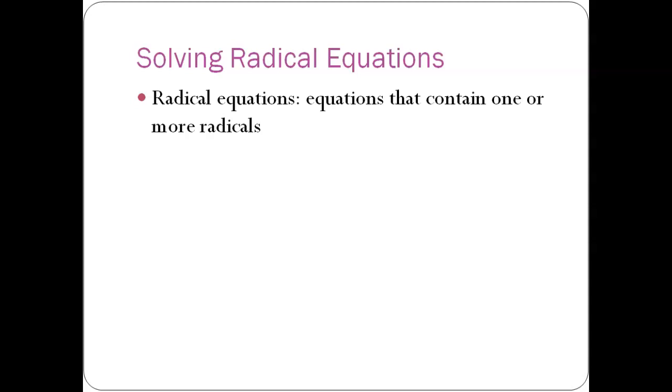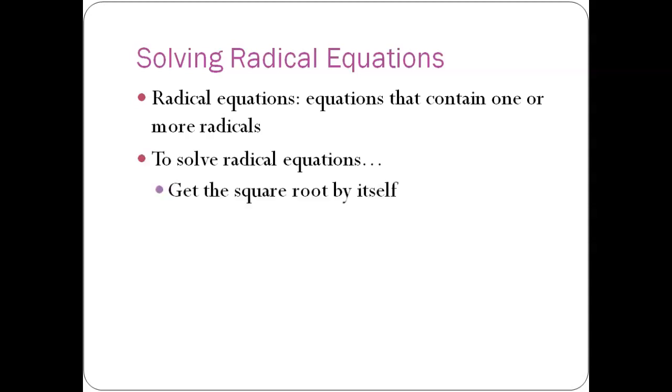Now, to go about solving radical equations, you want to first start off by getting the square root by itself. Once you have the square root by itself, then you can square both sides. And then once you've squared both sides, then you can solve for x.